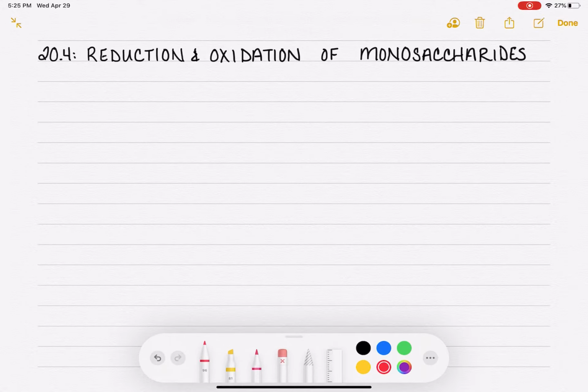Monosaccharides can undergo two different types of chemical reactions. They can either be reduced or they can be oxidized, much like just a regular aldehyde or ketone. We're going to talk about the reduction first.